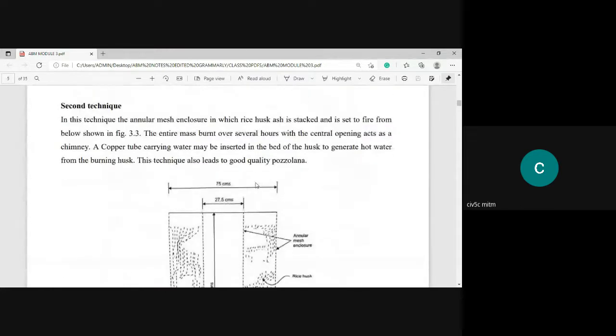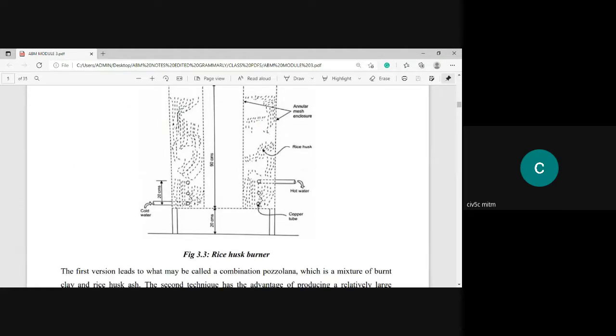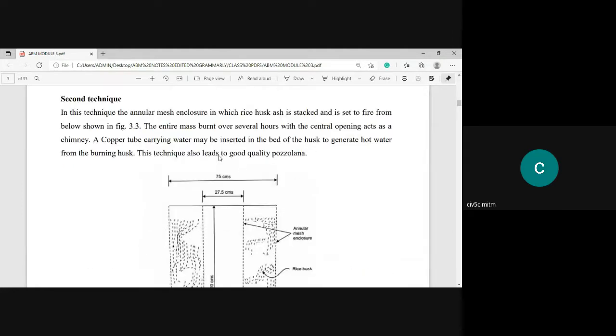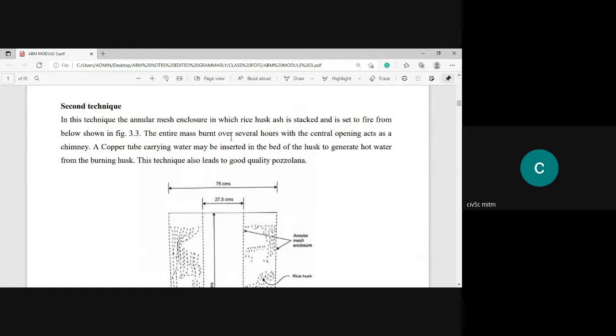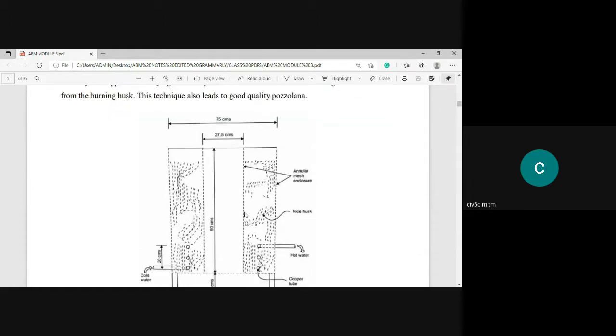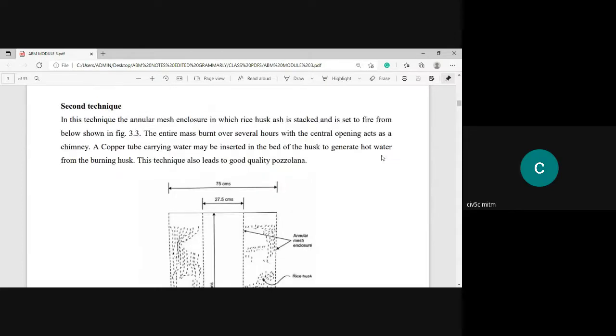One more technique they have suggested is an annular mesh enclosure in which rice husk is stacked and set on fire from below. So this is the rice burner. The entire mass burns over several hours with a central opening. So this is a hollow portion. They have left it with an opening which acts as a chimney. This 27.5 centimeter opening will act as a chimney.